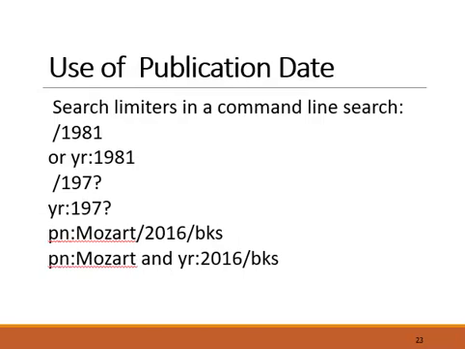The same applies to limiting your search by publication date. You can search specifically by year with the year index label, or append it to the end of a command line search. Limits such as publication date and physical format can be added together, as you see in the first personal name search for Mozart, limited to books published in 2016. Separate searches can also be combined using Boolean operators, as you see in the last personal name search for Mozart, simultaneously searching the publication year index for books published in 2016.